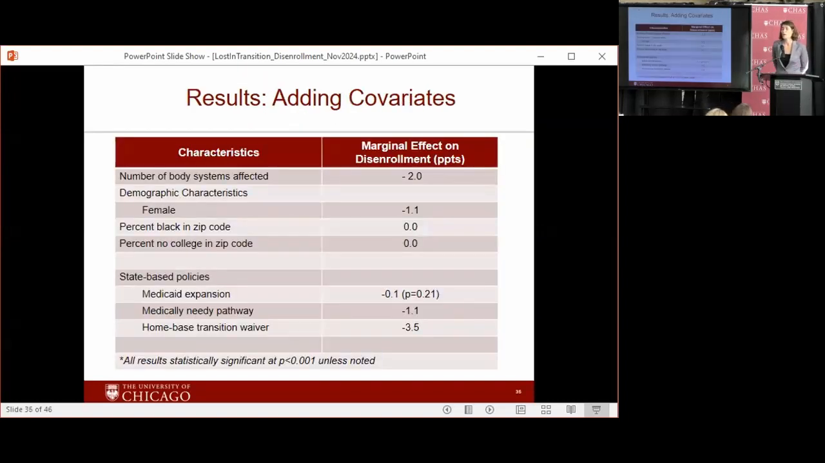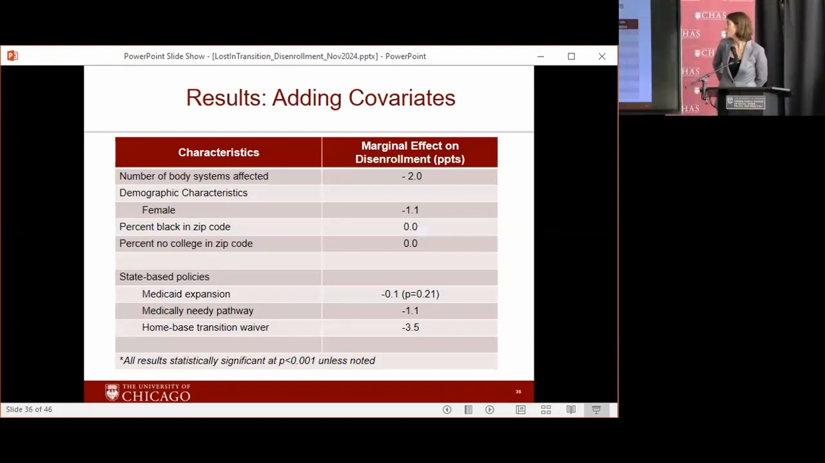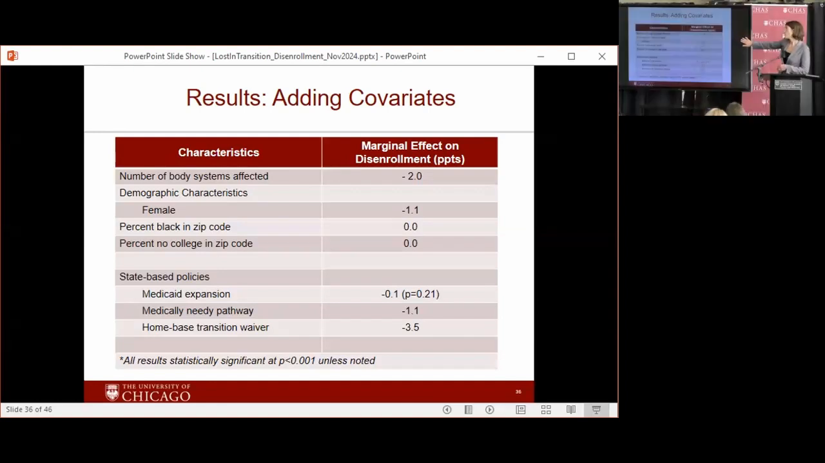Okay, so now like I said, this is probably our most preliminary result at this point, but we are beginning to add covariates to the regression to try to figure out if we can, these aren't causal, but if we can correlate some various either individual or state-based policy characteristics that might correlate with disenrollment. So people that have more body systems, a negative number here means less likely to disenroll, or probably the more intuitive way to say that is more likely to stay enrolled.